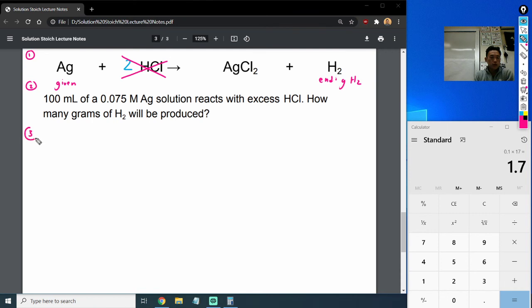Okay, step 3, you want to use the molarity formula. Molarity equals moles over liters, to find the moles of your solute, the thing that's dissolved. Okay, so let's just plug in the numbers.